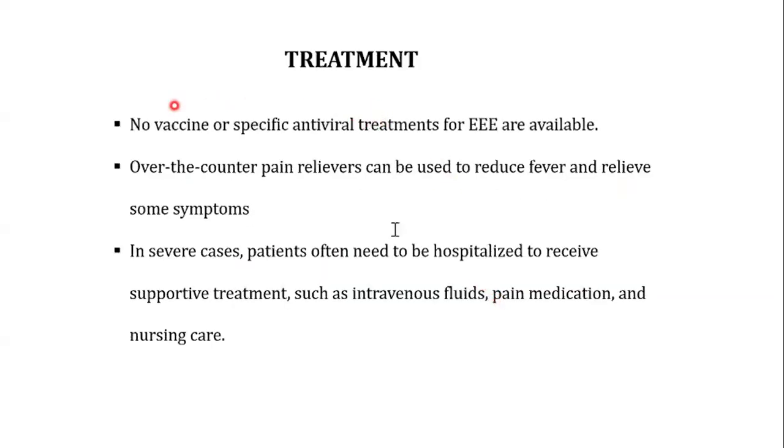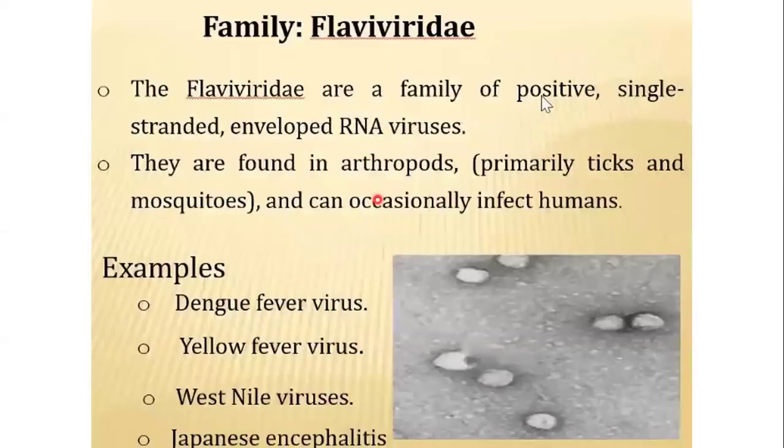So for treatment, there's no vaccine or specific antiviral treatments for EEE that are available. So if there is no vaccine or any antivirals, we do symptomatic treatment. So we treat the symptoms, over-the-counter pain relievers to reduce the fever and the joint pain. In severe cases, patients would need to be hospitalized to receive supportive treatment, such as fluids, pain medication, and nursing care.